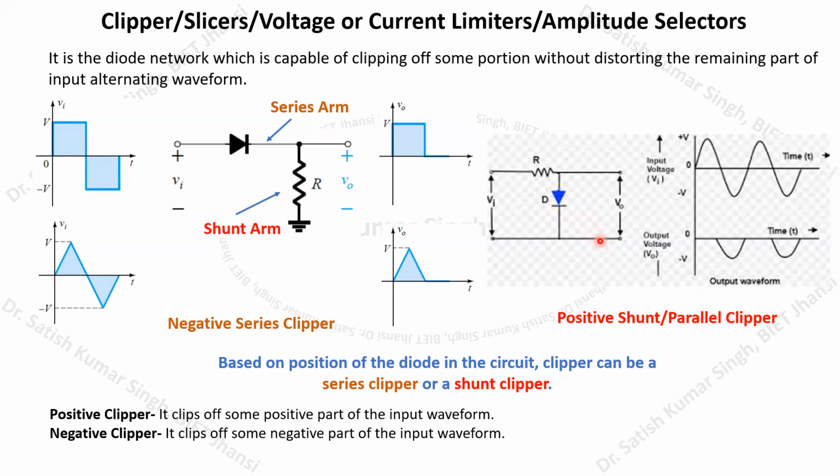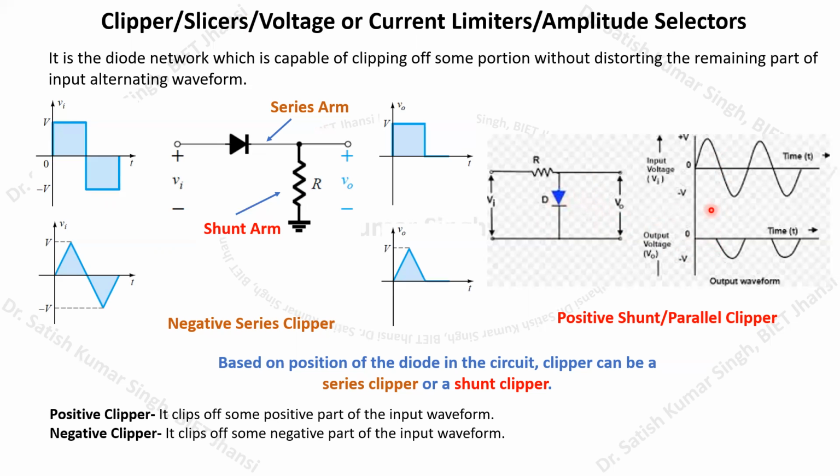So here you can see that whenever the input voltage is greater than 0, the output across this diode will be 0, and the diode will be in the on state. So when we are getting the positive half of our input waveform, the output voltage across this diode is 0, because it is in the on state and the voltage drop across the diode is 0.